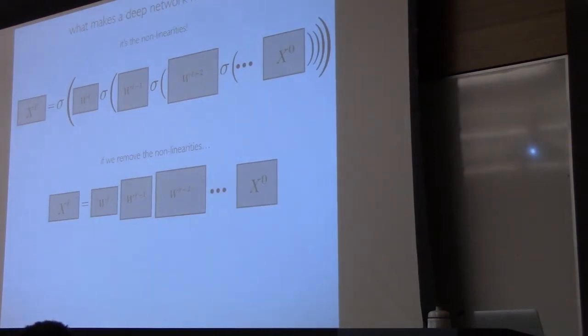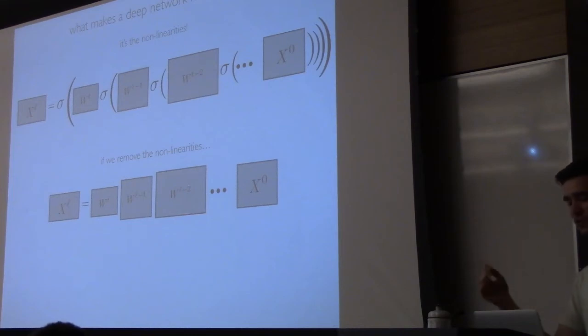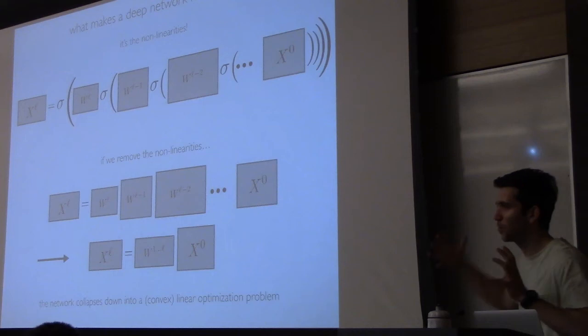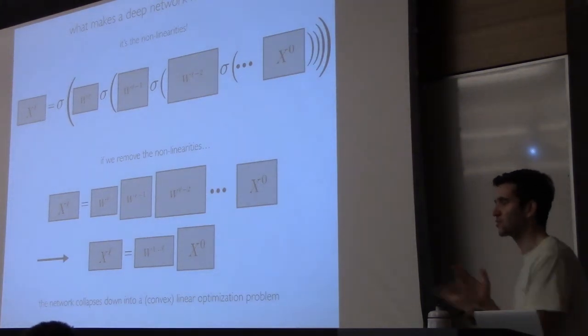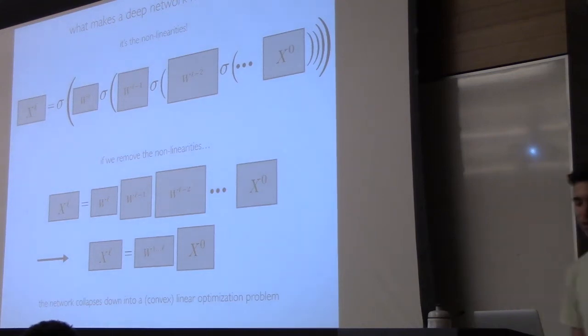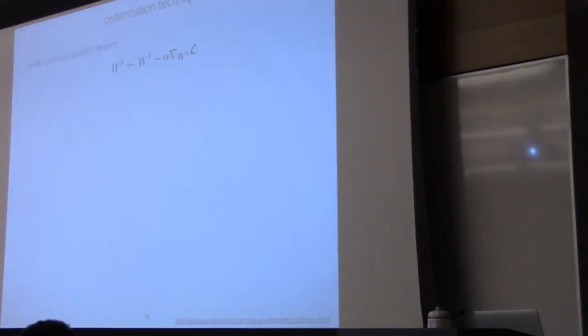Imagine we were to remove all these nonlinearities. Now you're just applying a matrix after another matrix after another matrix. And what you end up with is that you can just collapse all those matrices down into a single matrix. It's just then a linear classifier at that point. So it's really the nonlinearities that are messing us up.